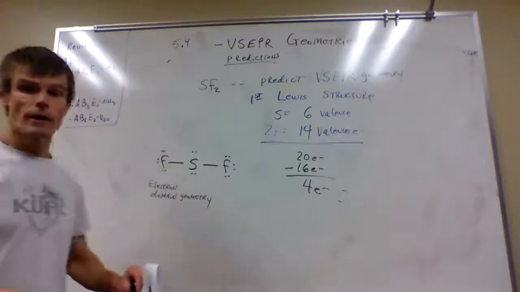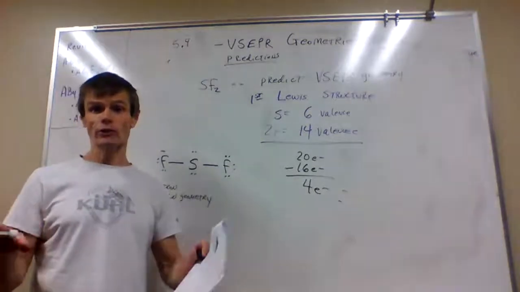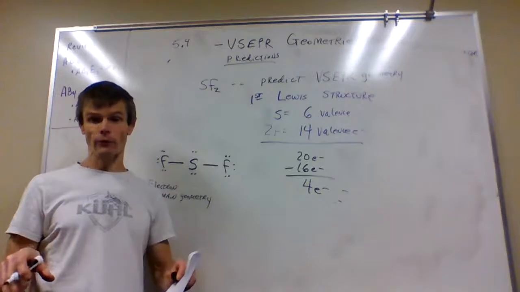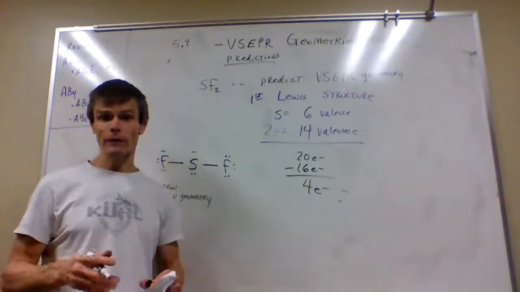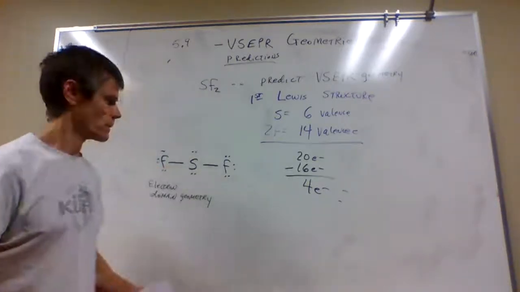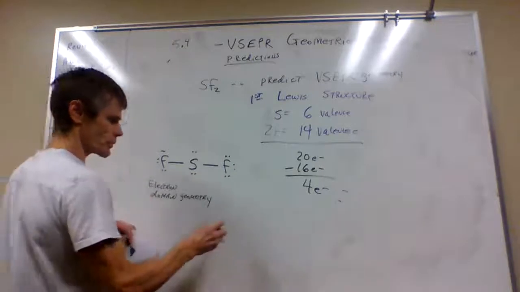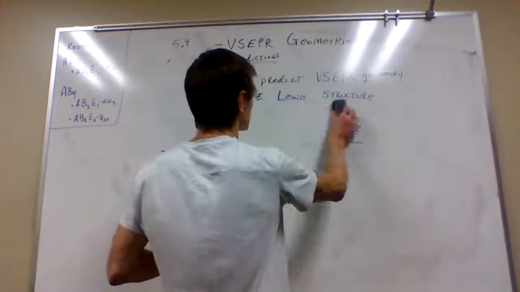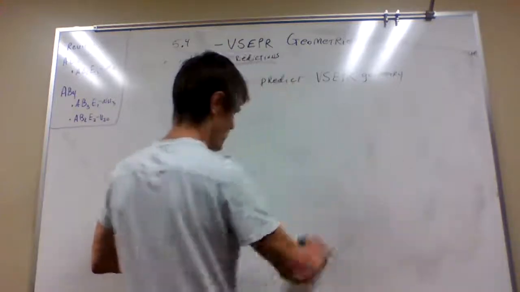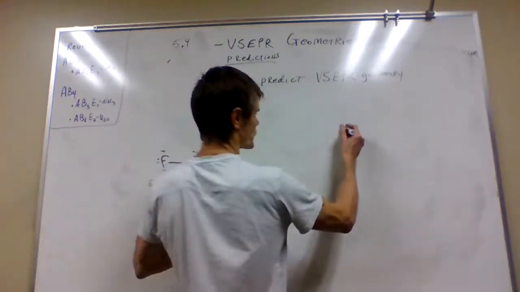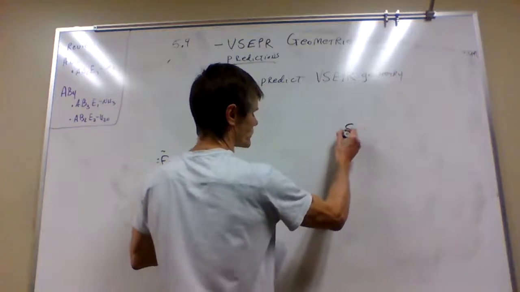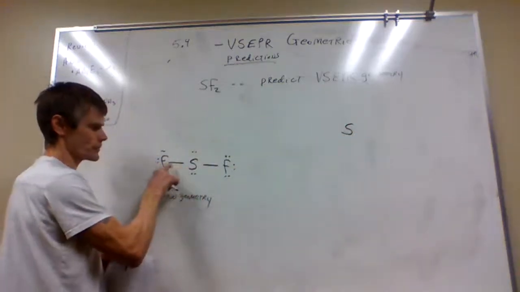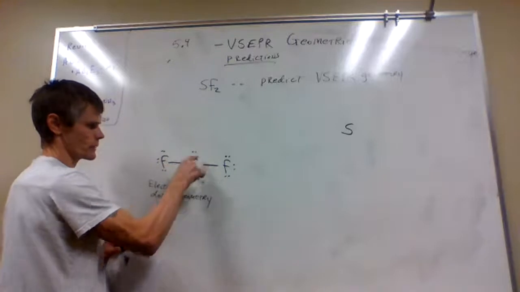In other words, how would you expect the regions of electron density about the central sulfur atom to arrange themselves? Well, there are 4 regions around the central sulfur. So let's get rid of all of our data. Here's sulfur, and we have 4 regions about the central atom: 1, 2, 3, 4.